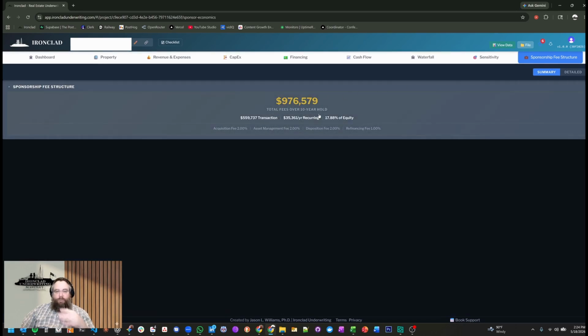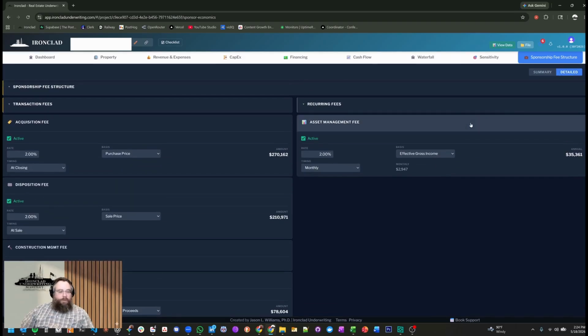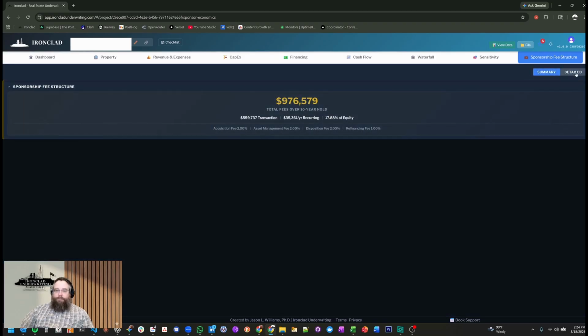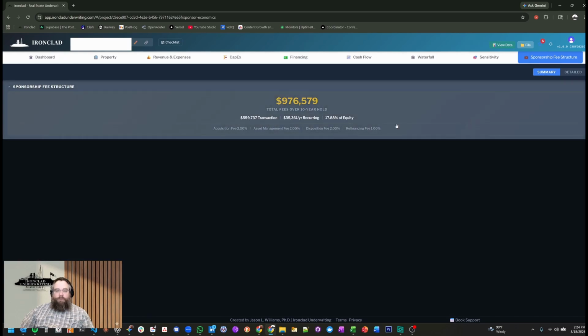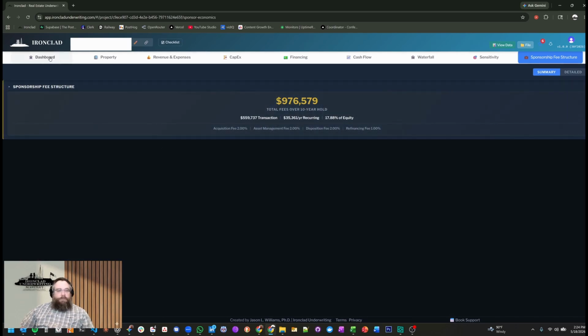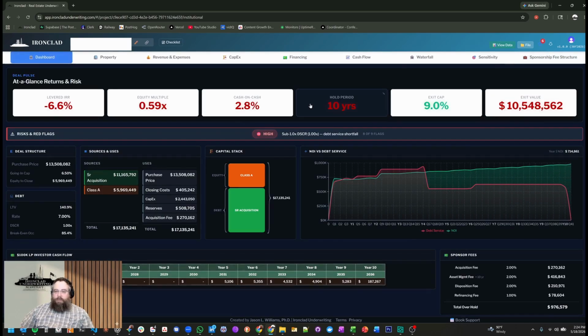So now this is what it would be over a 10-year hold. 559,000 for the transaction, and then 35,000 per year. Oh, and one thing is all of these tabs have a summary or a detailed view. Really, it just expands everything. So you can go and then see what it is all based off of and everything. But for a general look, you can look at this. So then let's come to the dashboard and let's see how it plays out.